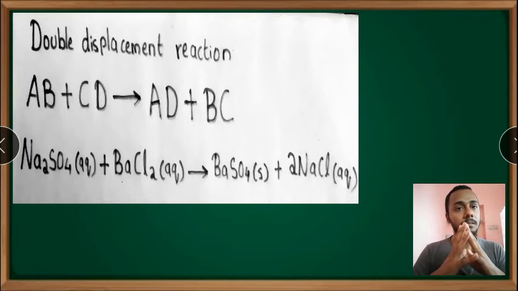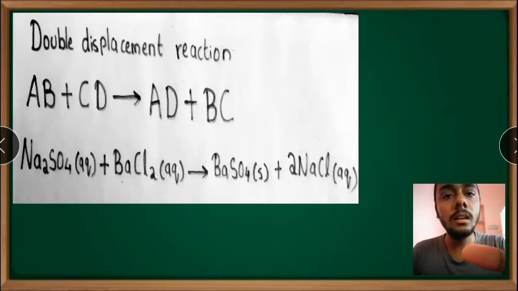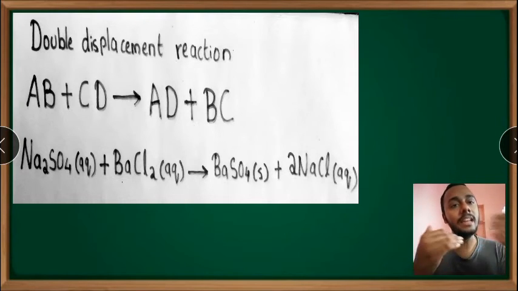Double displacement, interchanging. When we look at the example, sodium sulfate reacts with barium chloride to give barium sulfate and sodium chloride. Okay, the sodium combines with the chloride and the barium combines with the sulfate. This is the double displacement reaction, that is the interchanging reaction.